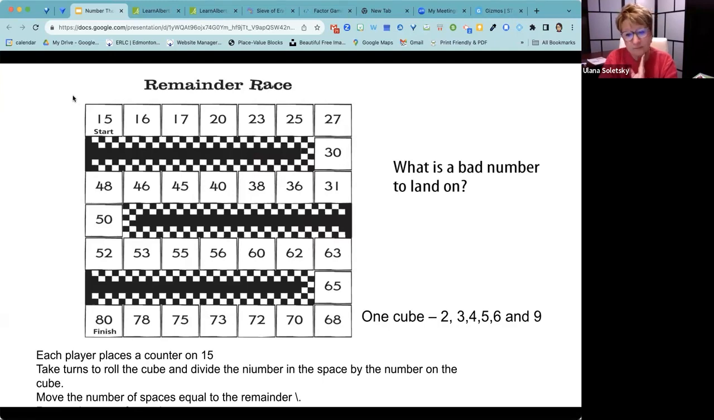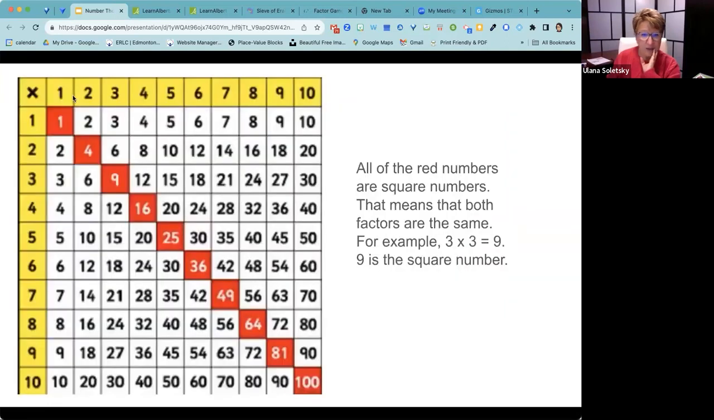Okay? So, anyway, yeah. So these are your square numbers.